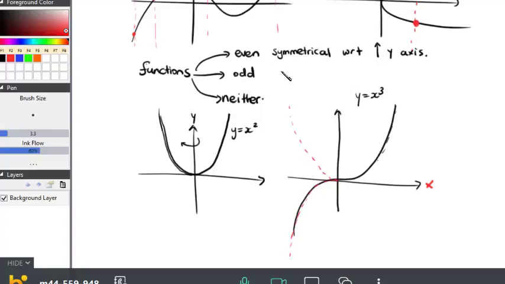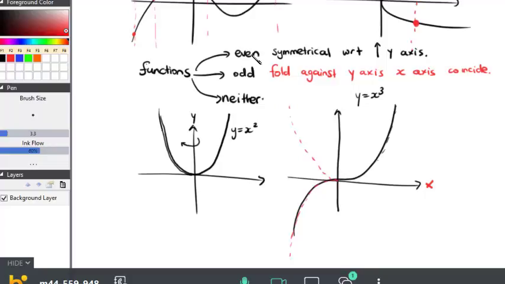So how do I describe it? I'm going to write here: fold against the y-axis and x-axis, they coincide, okay? They coincide. That's an odd function.